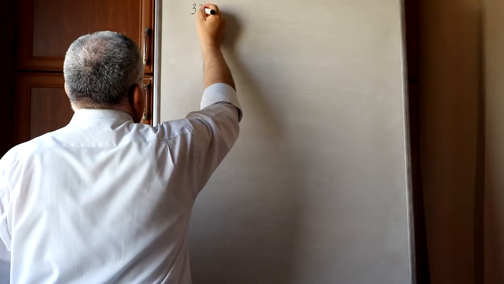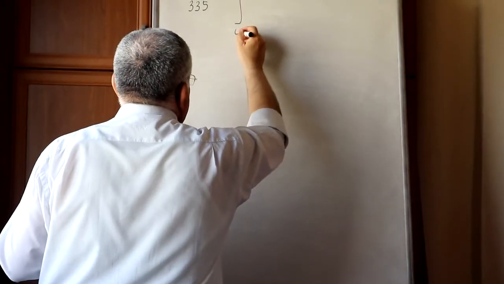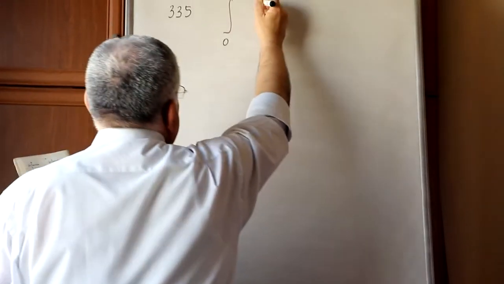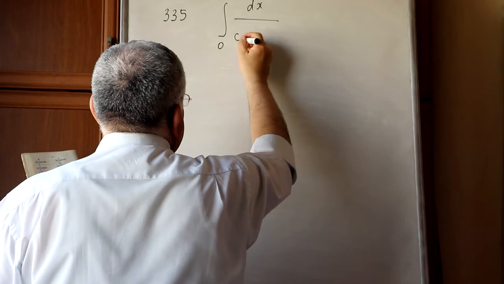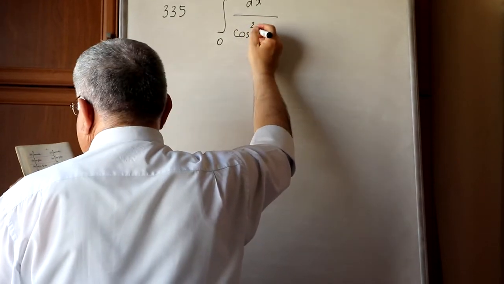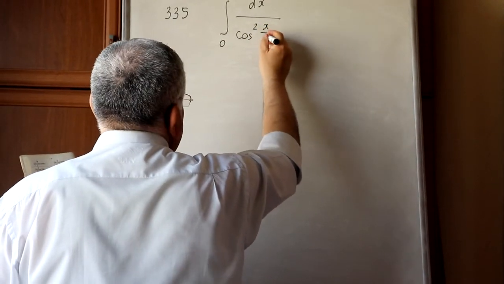Next example. Example number 335. Integral from 0 to 2 pi of dx over cosine squared x over 8.